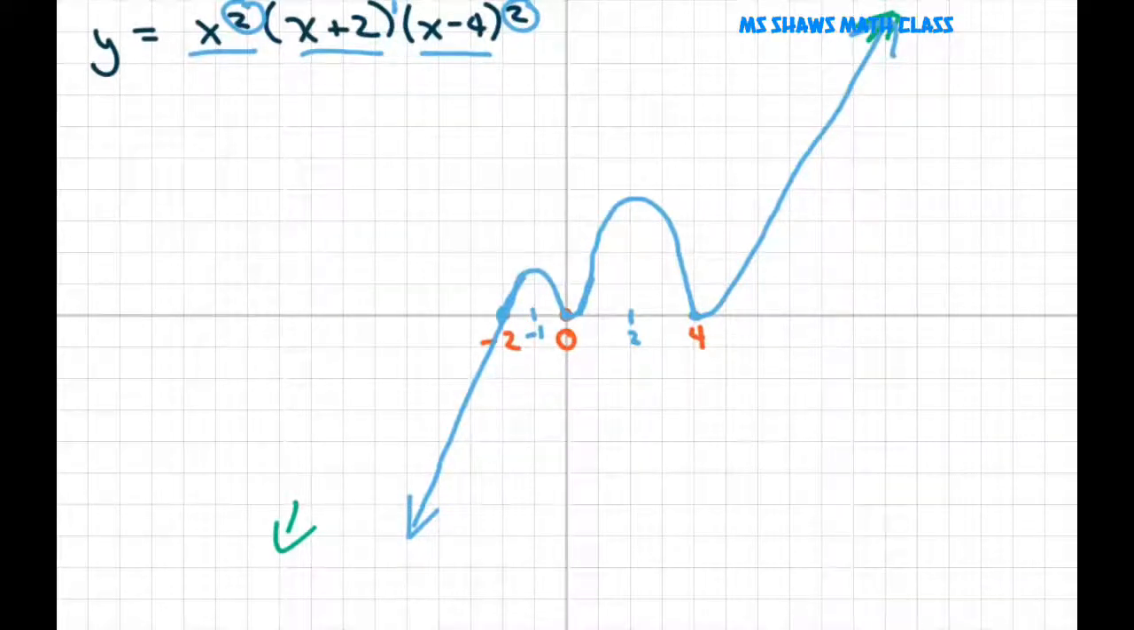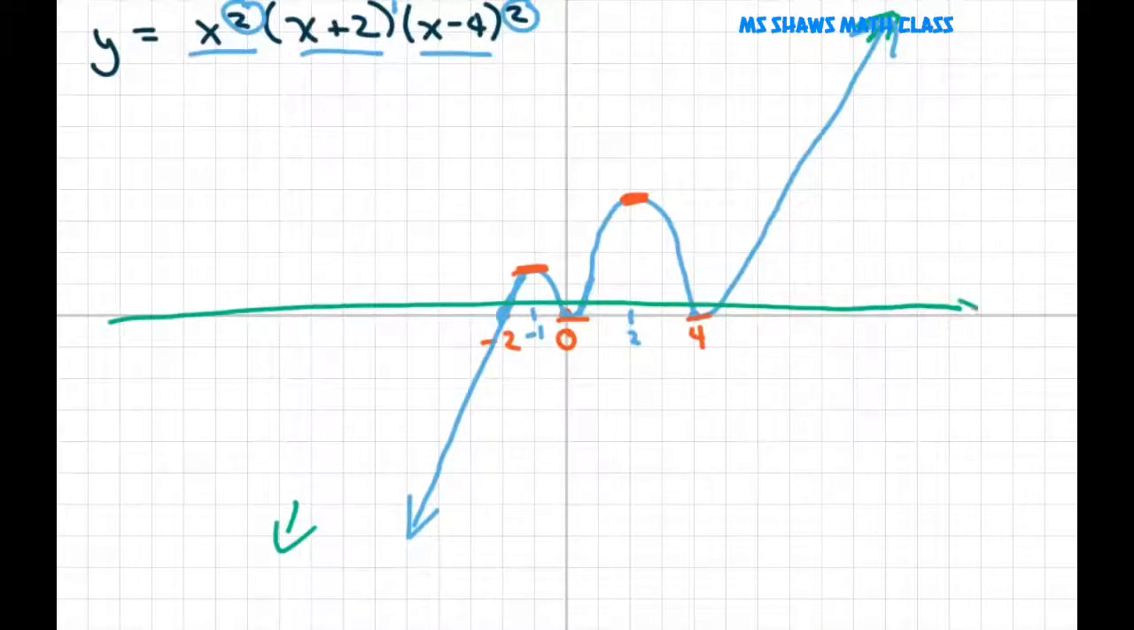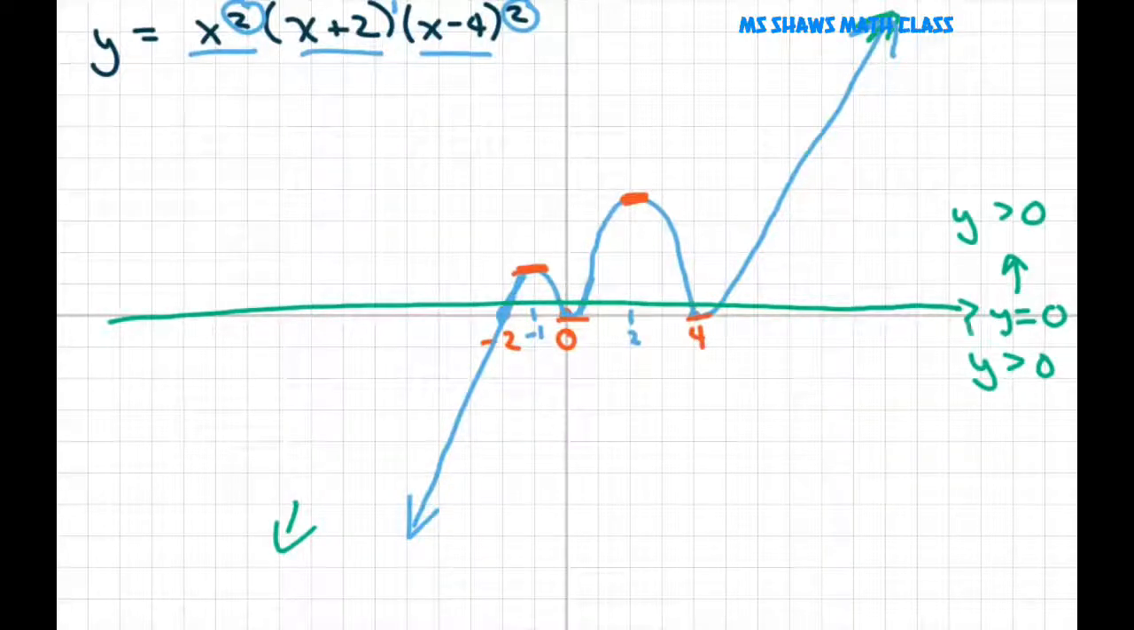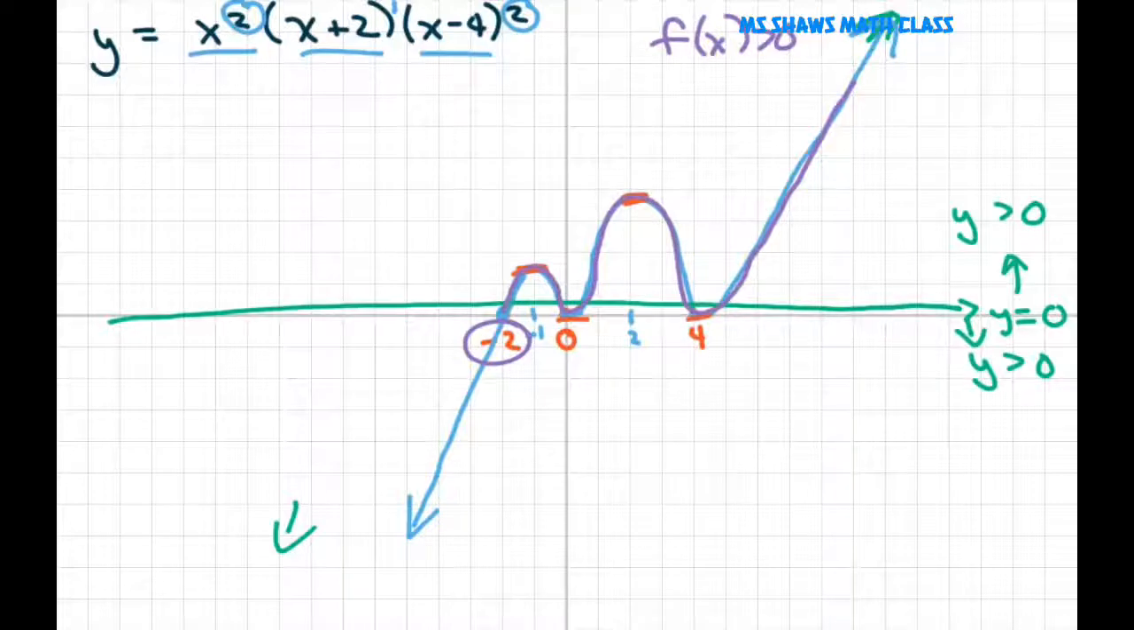Let's see how many turning points we had. We turned here, here, here, and here. Again, these aren't accurate values. Now all we have to do is determine where our graph is positive. So here's where y is 0. So where is our graph positive, above the y equals 0? And where is our graph negative, below the y equals 0? So where f of x is positive is this whole curve right in here. Okay, so that starts from -2 and goes to infinity.